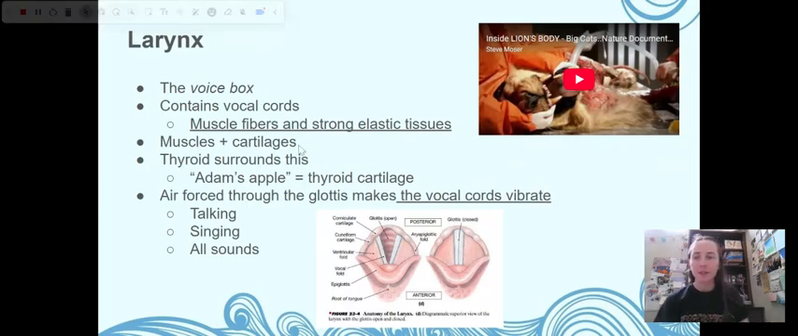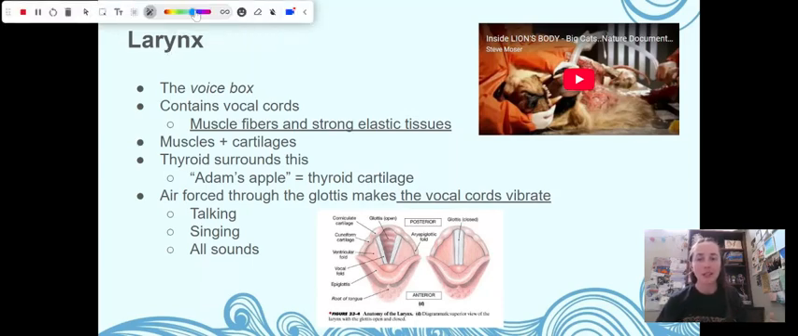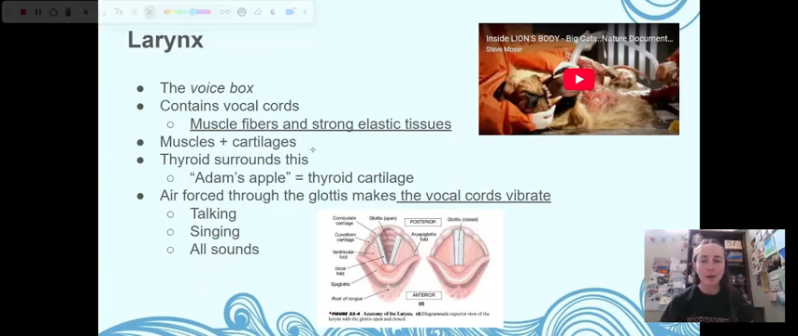All right, taking another look at the larynx, otherwise known as the voice box. This is the structure that contains our vocal cords, which are muscle fibers and like elastic tissues. And this is what actually makes our voice possible. Those things right there. The larynx is composed of muscle and cartilage, so that cartilage is there as protection.